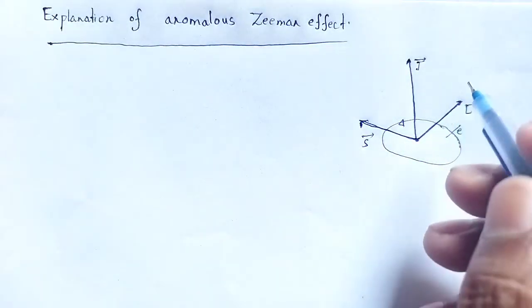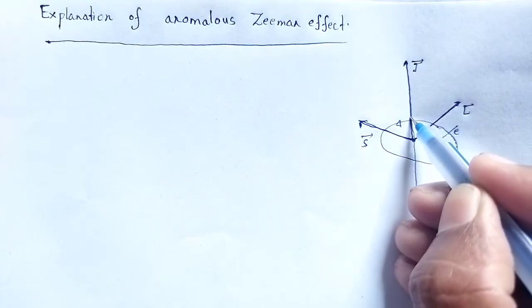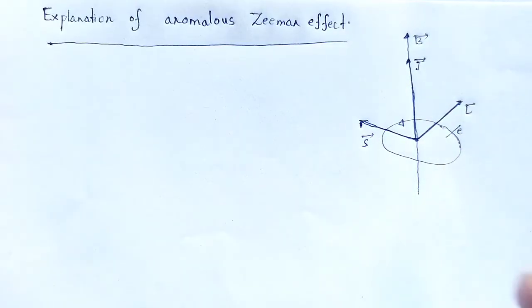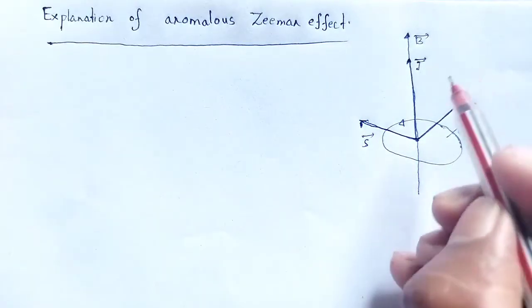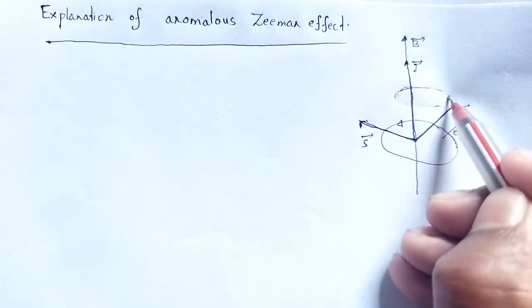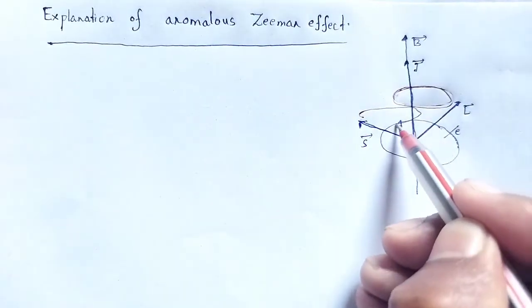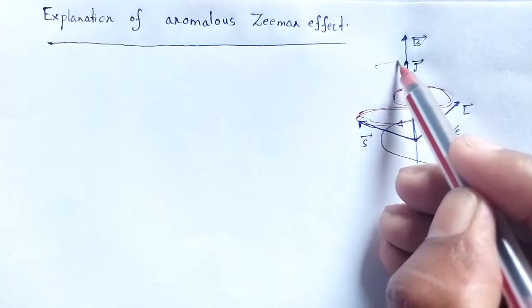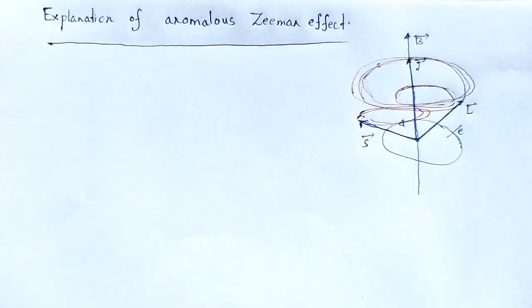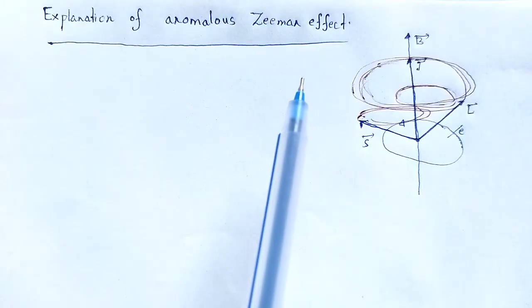And when we apply an external magnetic field along the z direction, precession takes place. L precesses about J, S precesses about J, and finally the precession about z takes place. All these things are studied in the vector atom model. So here we have to explain the anomalous Zeeman effect in terms of the vector atom model.